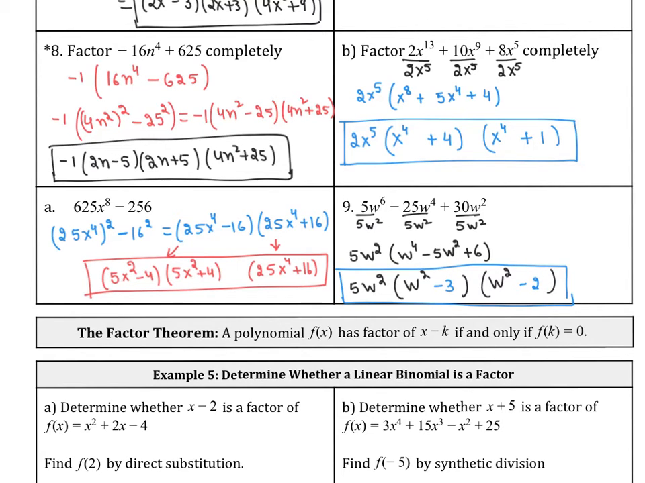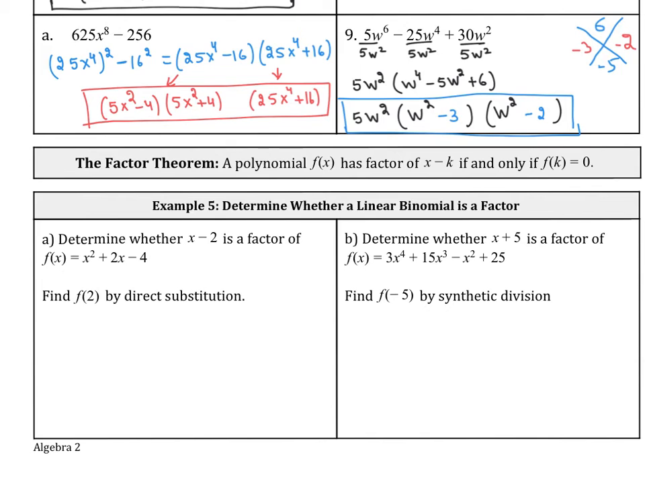If you want to make a cross, you can do that. So here is 6 on the top, -5 on the bottom. And the two numbers you're looking for were -3 and -2.